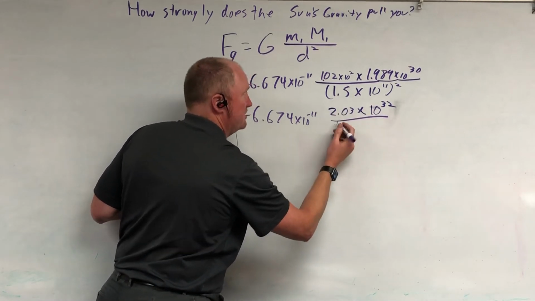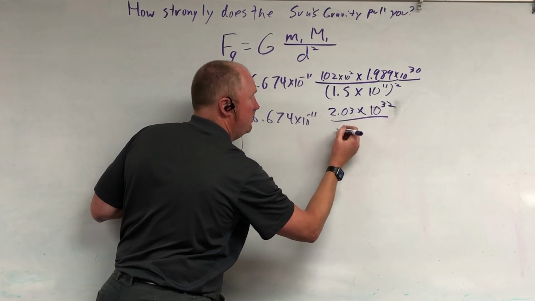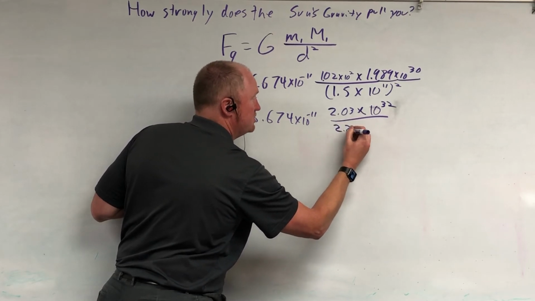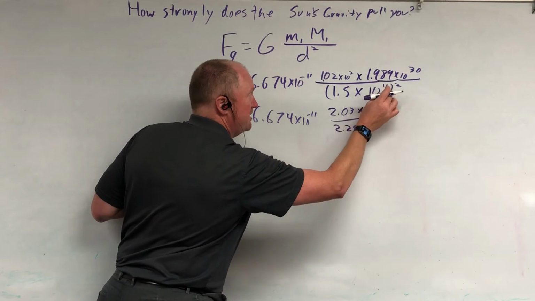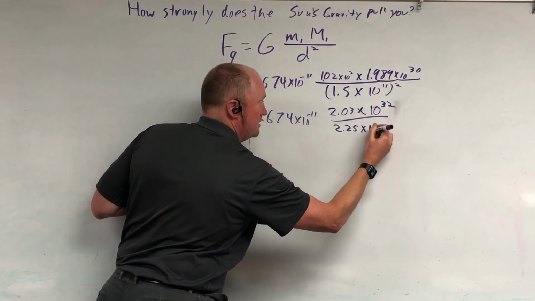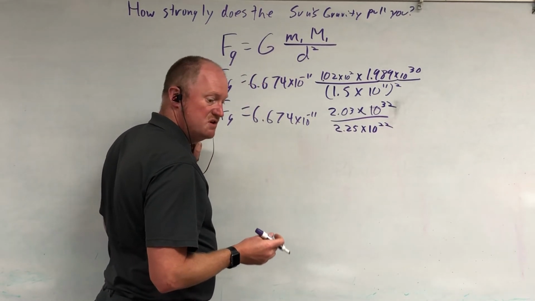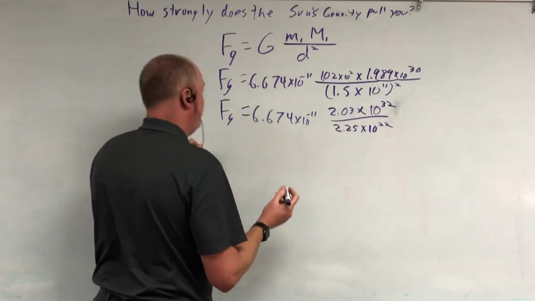Down here underneath, 1.5 times 1.5, it is squared after all, and you get 2.25, times 10 to the 11th, squared. Well, you just multiply the exponent, so times 10 to the 22nd. And now we're ready for the final stage.